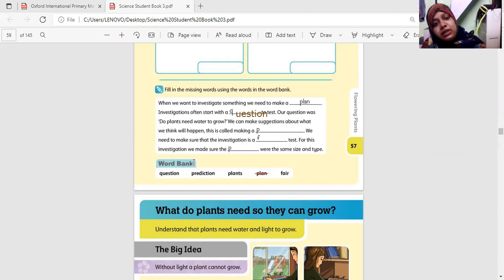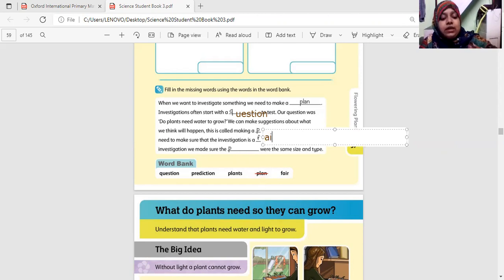We can make a suggestion about what we think will happen. This is called making a plan. So when we put several questions together and try to investigate them, what will we call it? We'll be calling it a plan. We need to make sure that the investigation is a fair test.